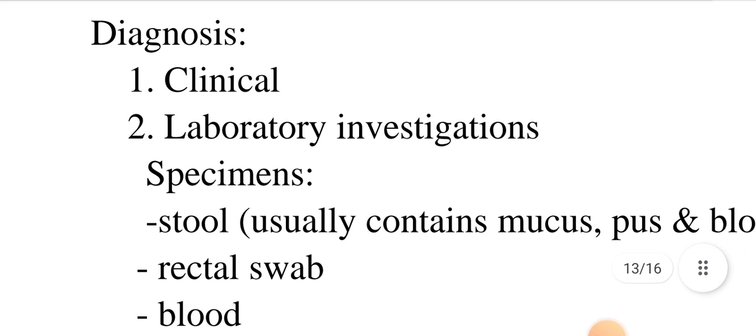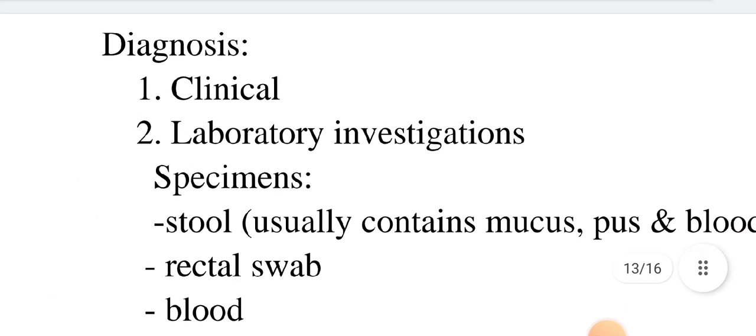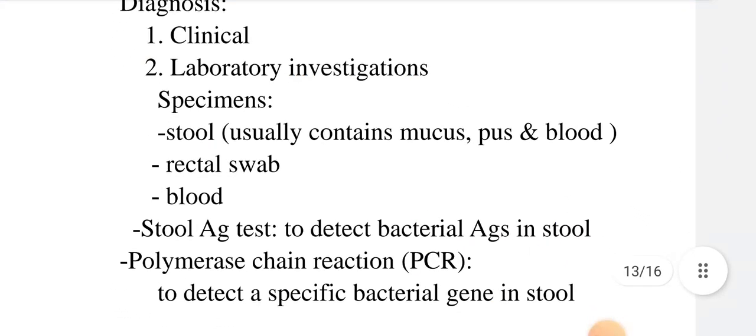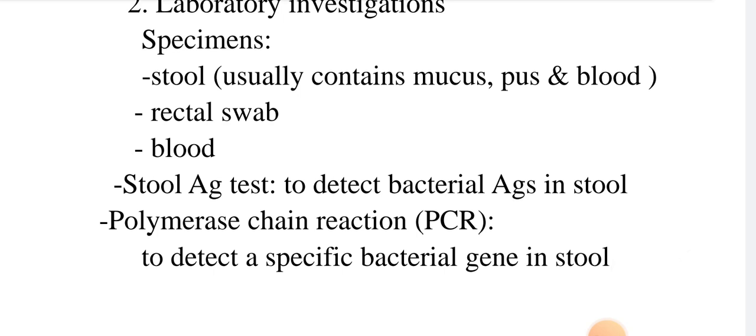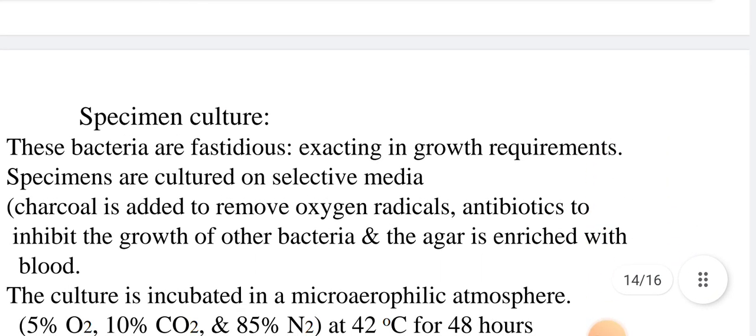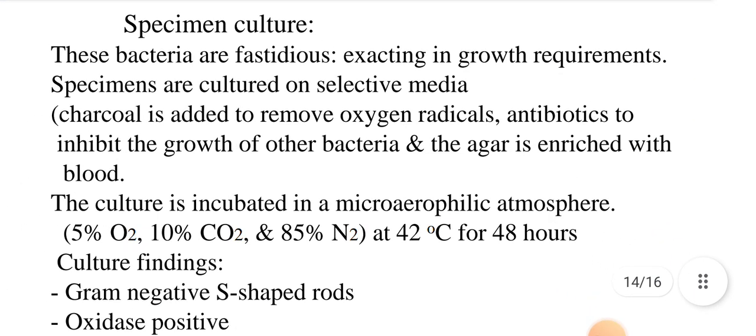Diagnosis: clinical assessment, then laboratory investigations. The specimens to be collected are stool, usually contains mucus, pus, and blood, rectal swab, and blood if bacteremia is suspected. The investigations: stool antigen test to detect bacterial antigens in stool. Polymerase chain reaction, PCR, to detect a specific bacterial gene in stool. Specimen culture. The bacteria are fastidious, that is exacting in growth.